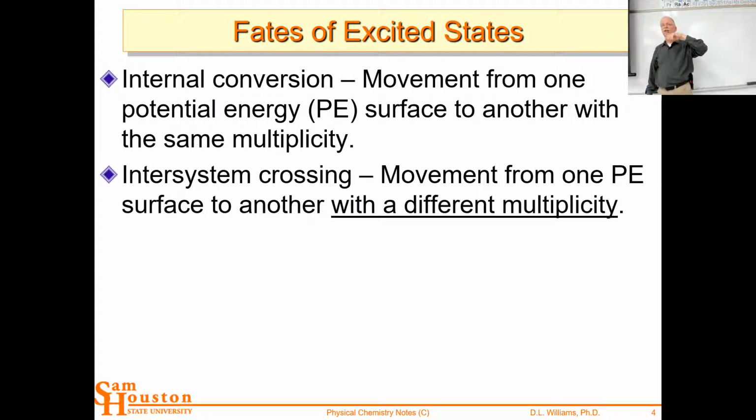They can do intersystem crossing, which is movement from one potential energy surface to another with a different multiplicity. So in moving from one potential energy surface to another, you can have a spin flip with the electrons, and you can either unpair the electrons or pair them up. And that would be intersystem crossing. If you have a change in multiplicity, the number of unpaired electrons, then you've got an intersystem crossing. So you've got to learn the difference between those two words. Those are your good vocabulary words. You've got to make sure you internalize that.